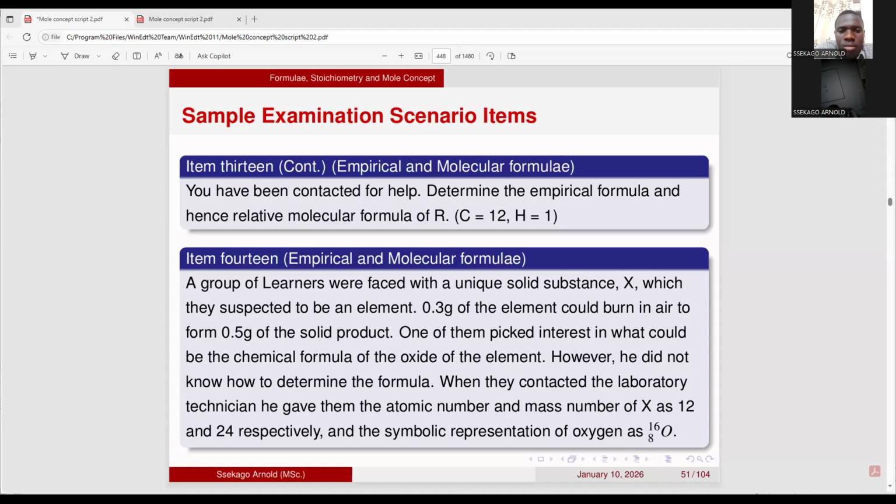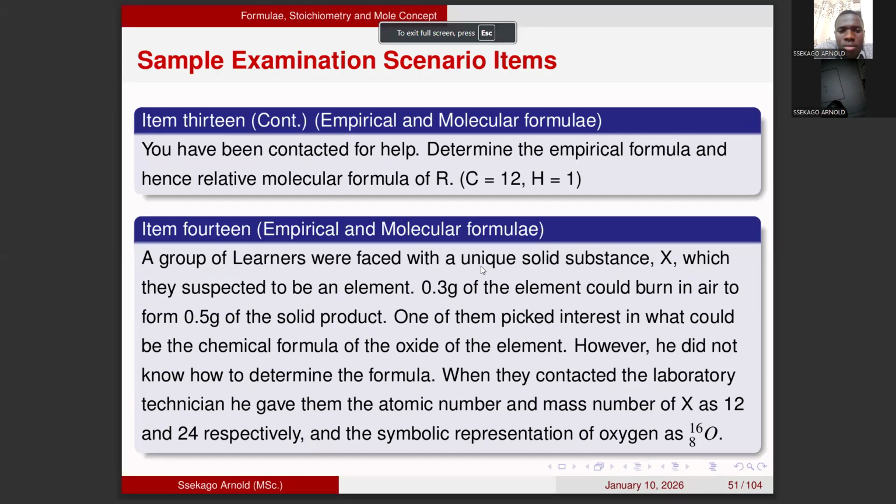I welcome you back to this wonderful session on empirical and molecular formula. Now I start attempting the items. I give the solutions to the items which you have well taken note of in the previous session.